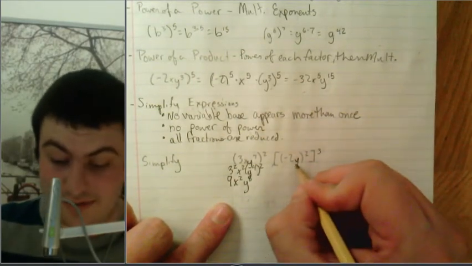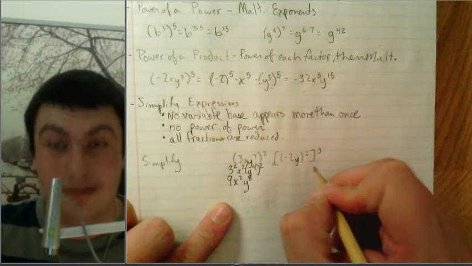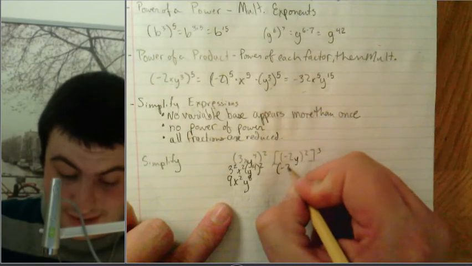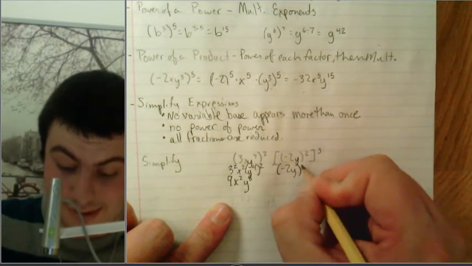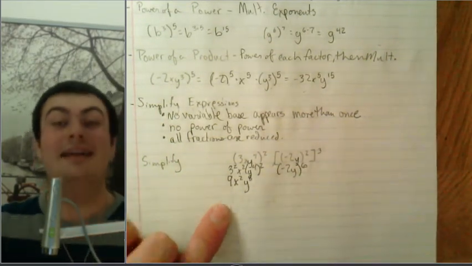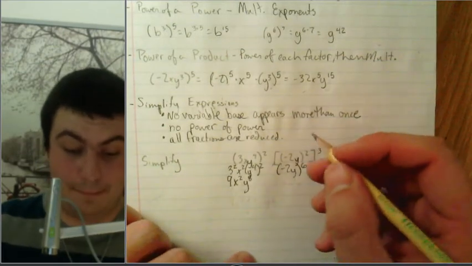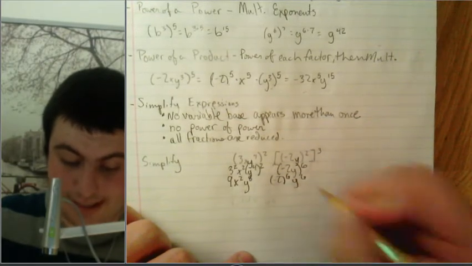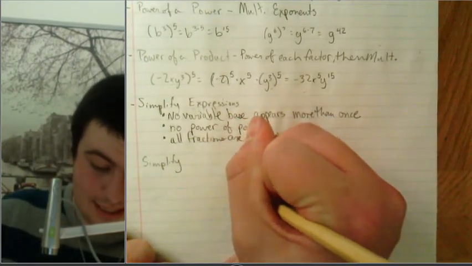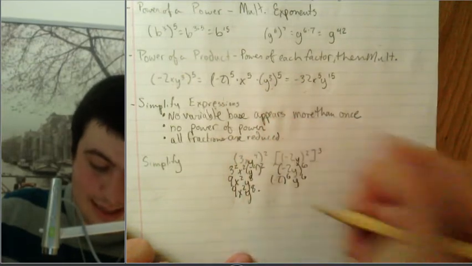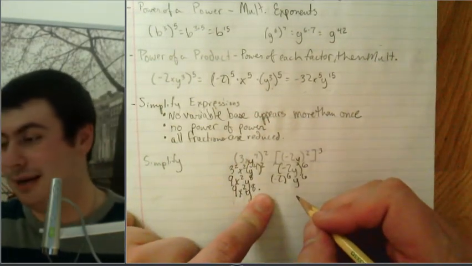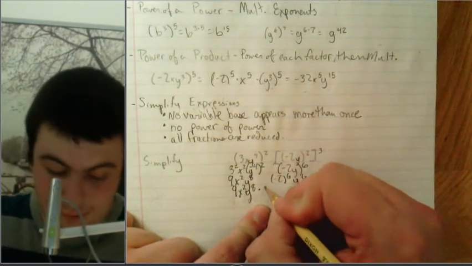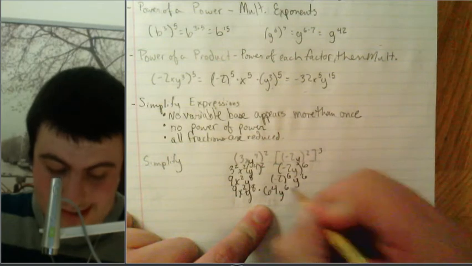Now over here, negative 2y squared, cubed, I'm going to work outside in, so I have to do this power of a power first. So I have negative 2y to the 2 times 3, which is 6. Now I'm going to do my power of a product and say negative 2 to the 6th power and y to the 6th power. So I bring this 9x squared y to the 8th times negative 2 to the 6th power, which I find out is 64, times y to the 6th power.